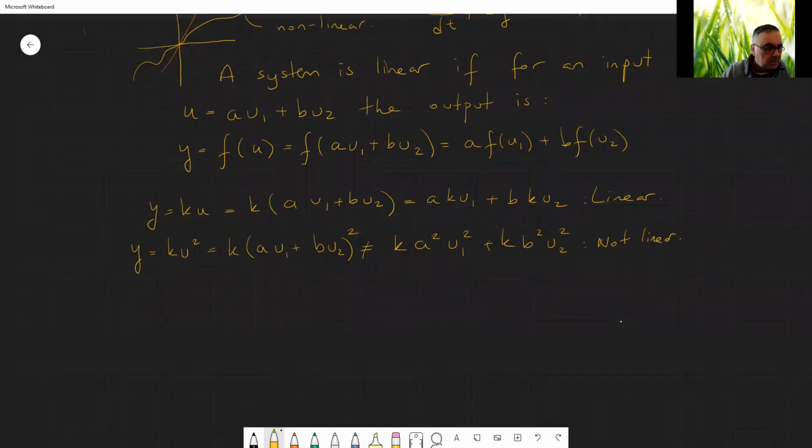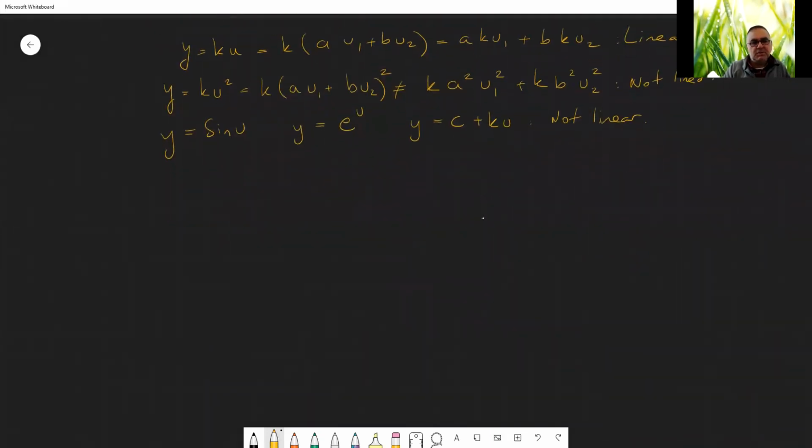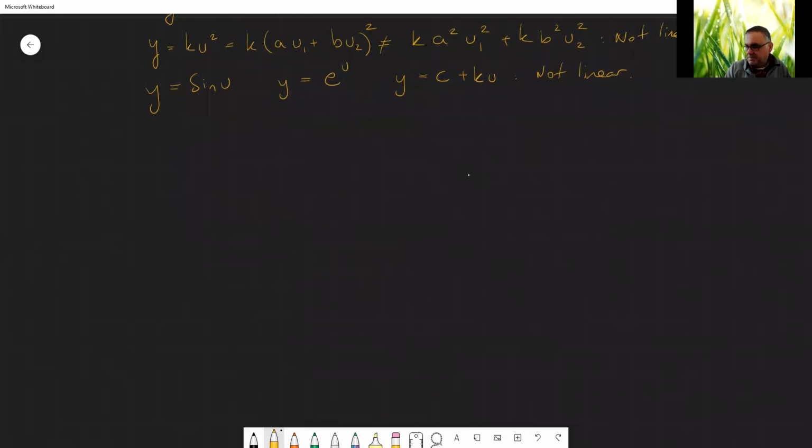And also, y equals, for example, sine u, y equals e to the u, y equals, I don't know, what can we say? Even the following, a constant plus ku, even this is not linear, because it doesn't obey the equation. Of course, with a coordinate transformation, you can make the last one linear, but strictly speaking, it's not linear.